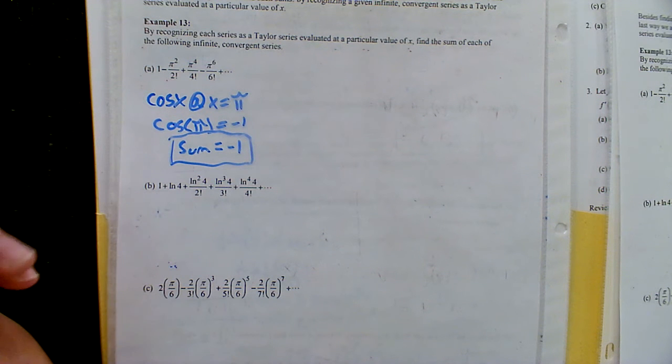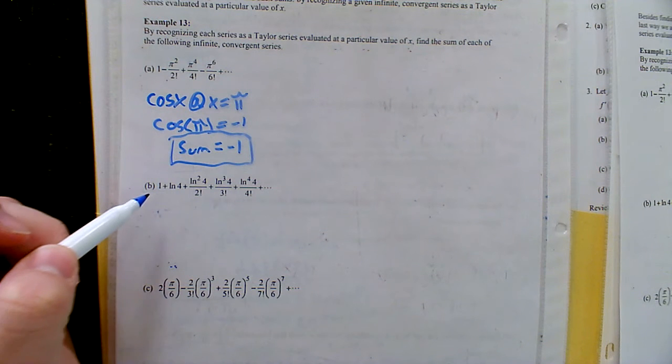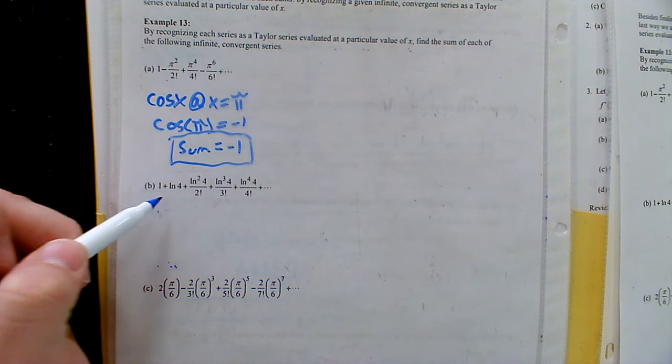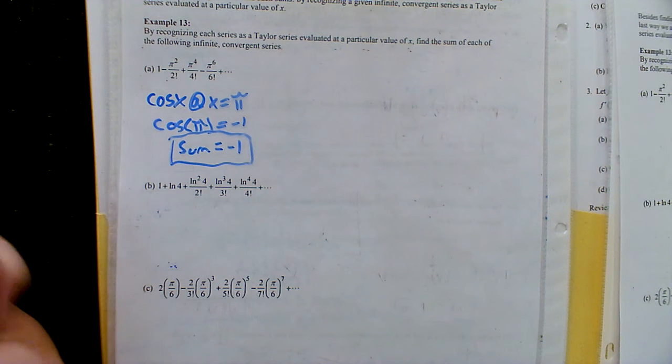Okay, Caitlin? Yeah. All right. Let's try letter B. What kind of pattern does this fit? What do you think it resembles? We notice that it's all addition. We have some factorials. We have powers there. What does this resemble?